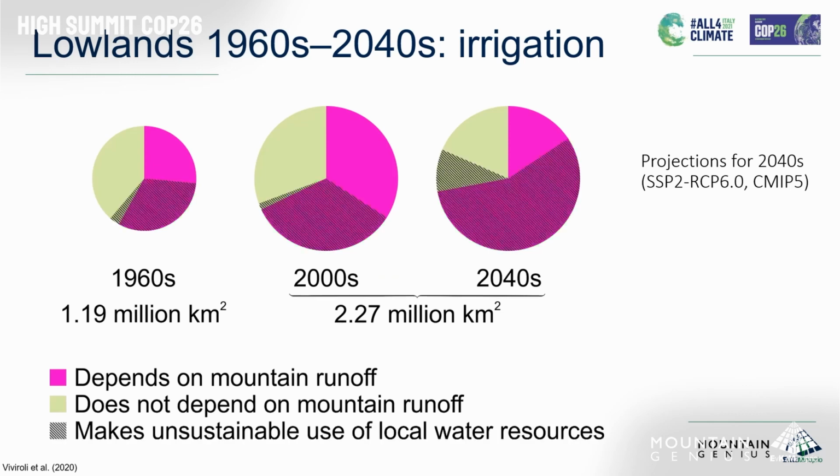And then in addition, we can also determine what lowland areas that are irrigated make unsustainable use of their local water resources. That essentially means that they over-abstract their groundwater resources, so that if they depend on inputs, they depend on them even more strongly, because their local resources they are overusing. And if you look at the scenario on the right for the 2040s, with the middle of the road scenario again, we see that by mid-century, more than 50% of the lowland areas for irrigation will both be using their local water unsustainably and depend on mountain water resources. So really critically depend on mountain water resources.